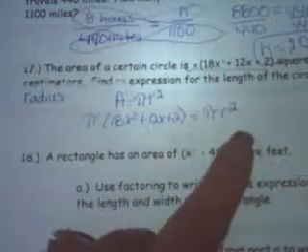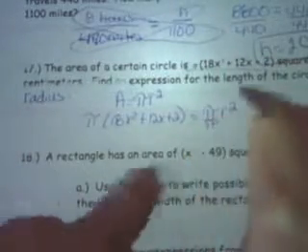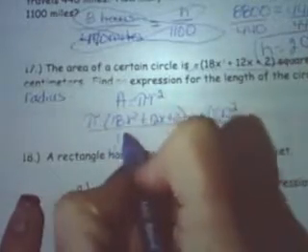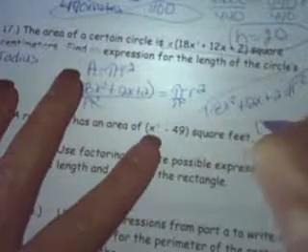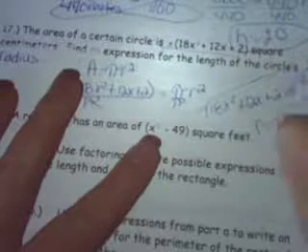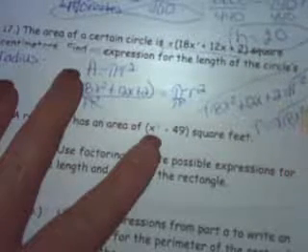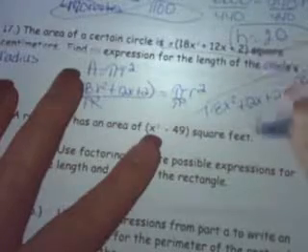Well, I want to get r by itself, so I need to divide by pi. What I did on one side, I'm going to do to the other. So now these pi's cancel out. That's going to leave me with 18x squared plus 12x plus 2 equals r squared. Well, how do you get rid of a square? You have to square root each side. So r is going to equal the square root of 18x squared plus 12x plus 2. There's your expression for radius.